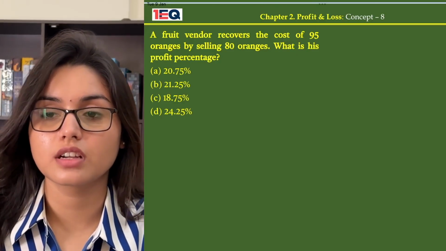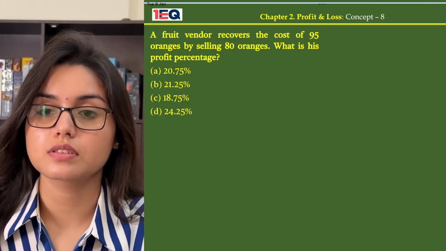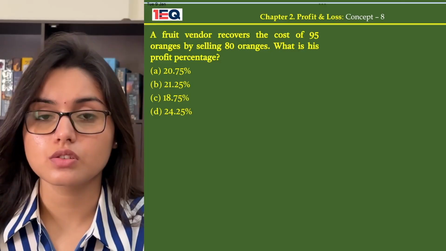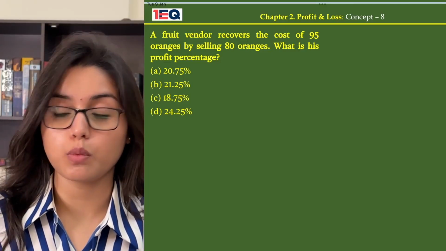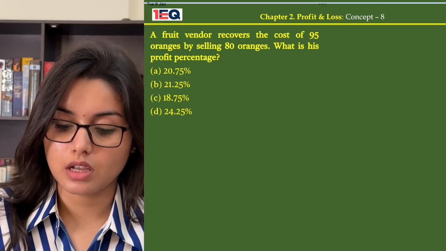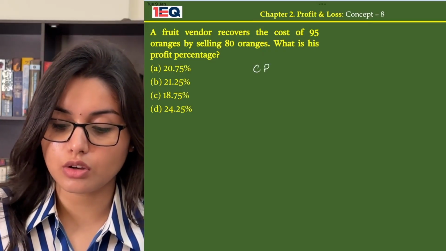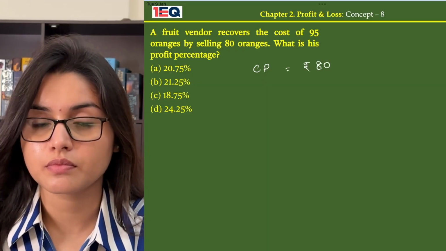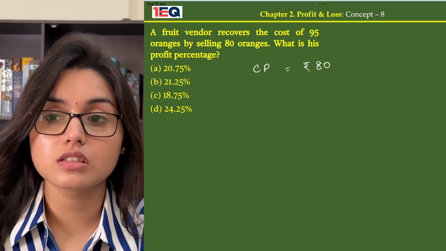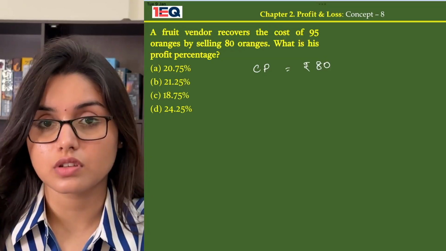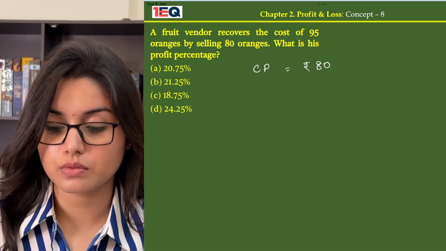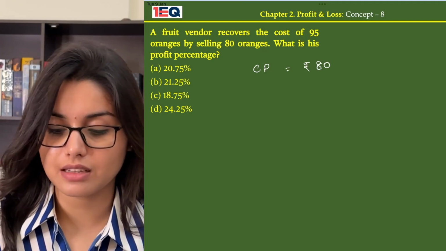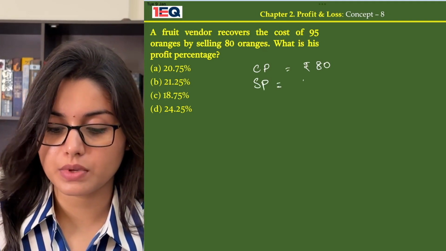A fruit vendor recovers the cost of 95 oranges by selling 80 oranges. What is his profit percentage? So let's assume that the cost price of one orange is 1 rupee. So the cost price of 80 oranges will be rupees 80, that is 80 into 1. Now, the vendor recovers the cost of 95 oranges, so the cost of 95 oranges will be rupees 95. So my selling price will be rupees 95.